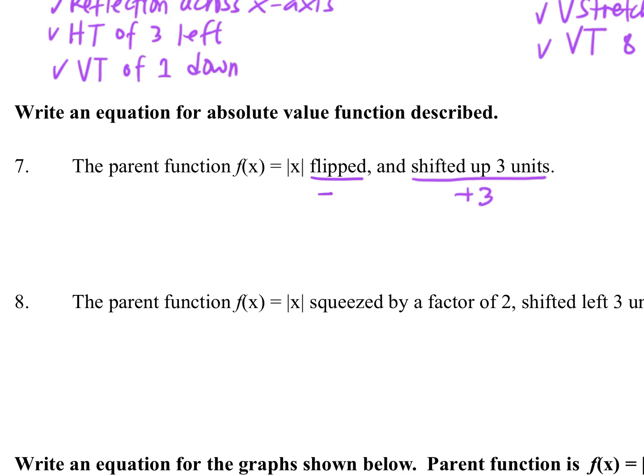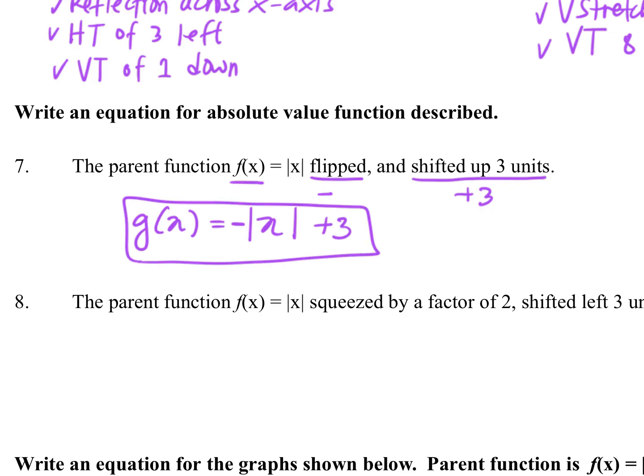Okay, so let's write it. We started using f of x as the parent function. Now we're going to use another letter. Here, I'm going to use g. g of x now is going to be the absolute value of x. Now it's flipped, so I'm going to say negative absolute value of x. And then shifted up 3 units. That's going to be plus 3. This is the answer to this exercise.